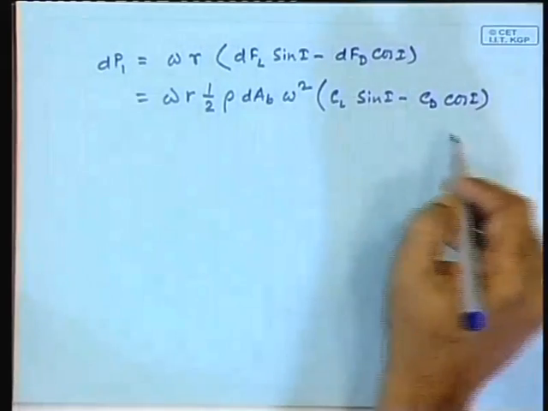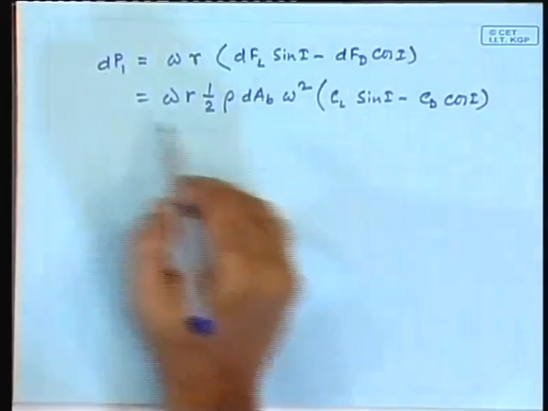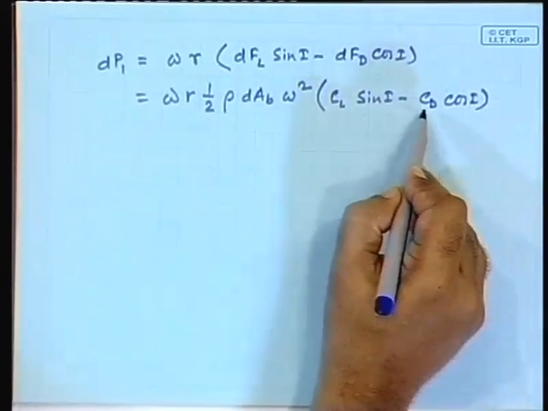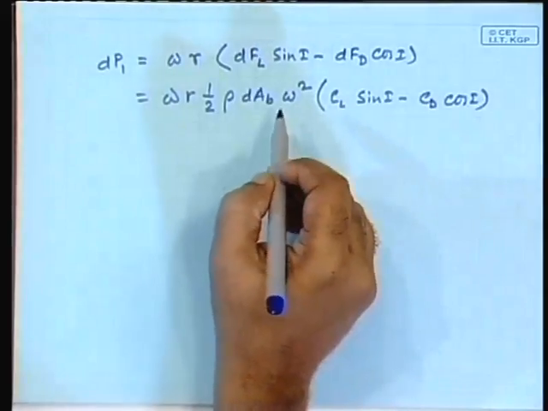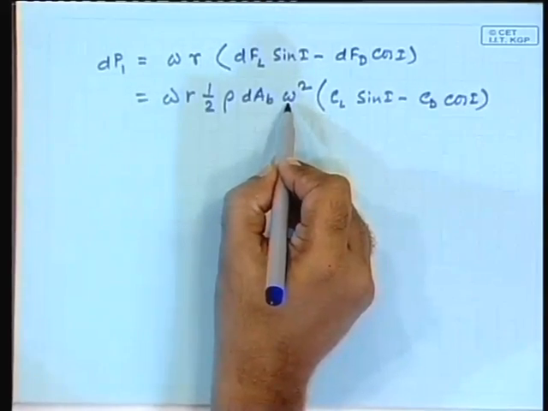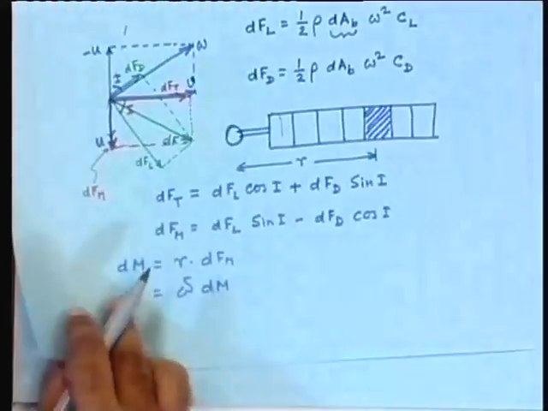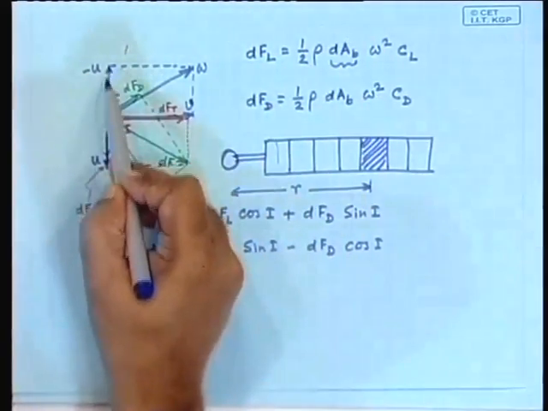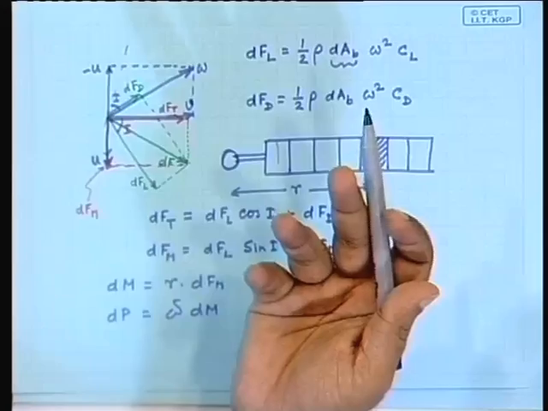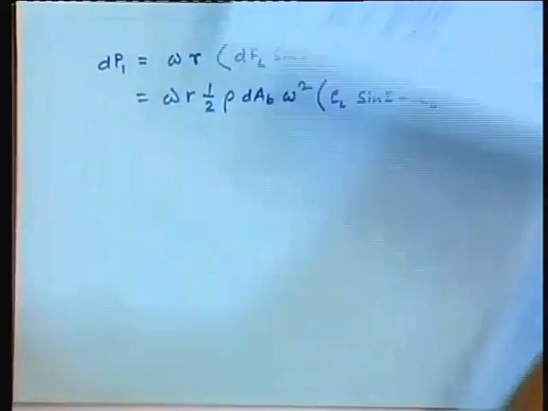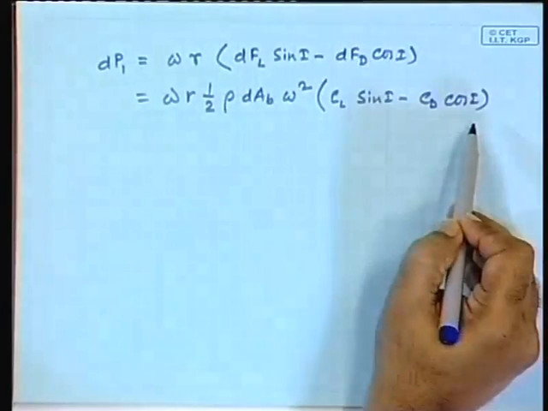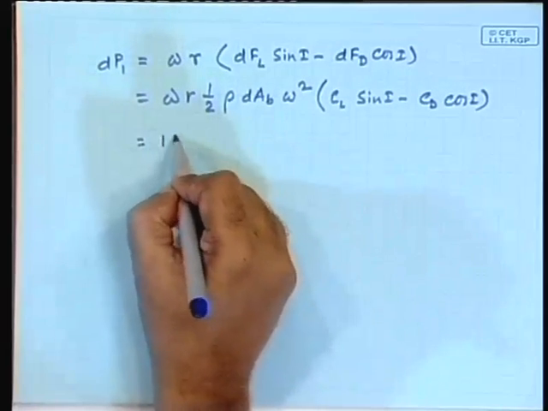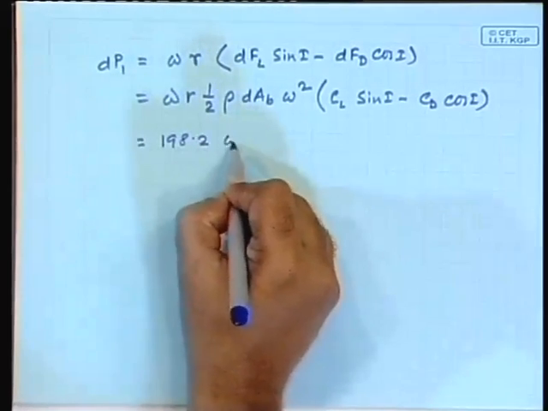Simple stuff really. If you do that, that means for the particular blade element, the first one, I we know, CD we know, CL we know, and W we know. W is, you know U, you know I, you know W. So you can calculate everything. And if you do so, you get this one as 198.2 watts.